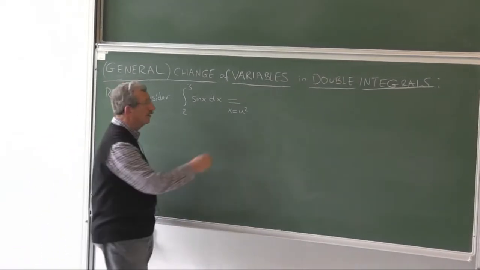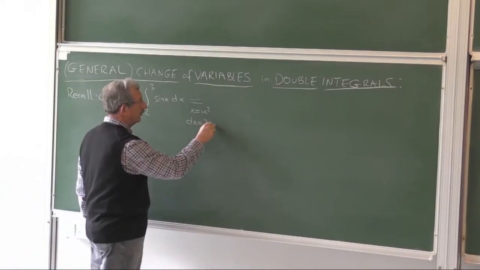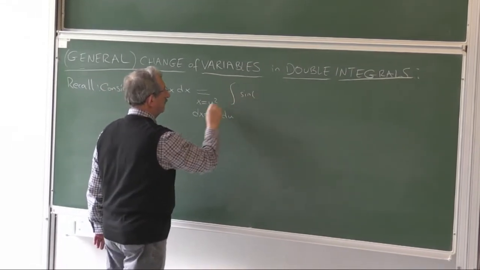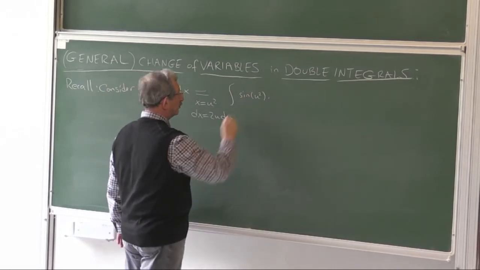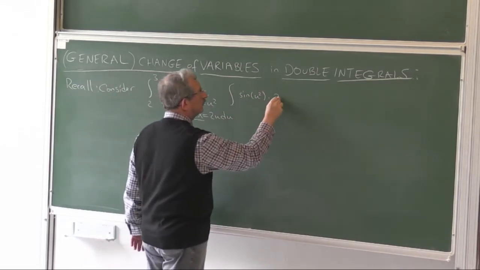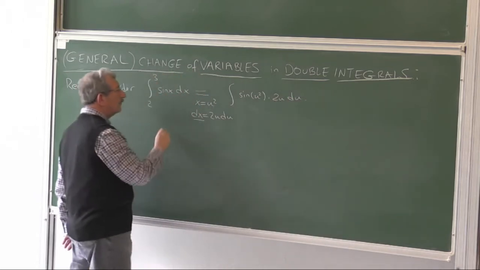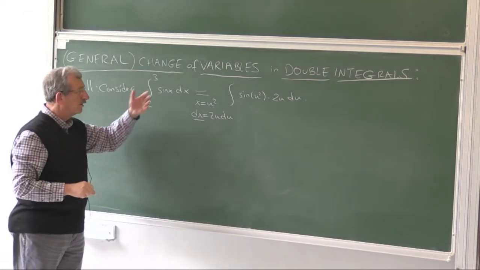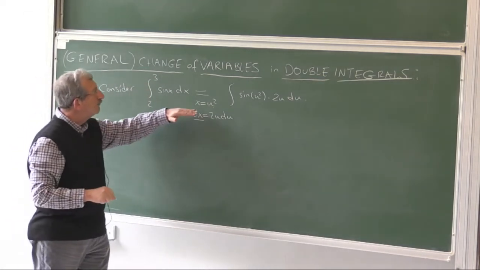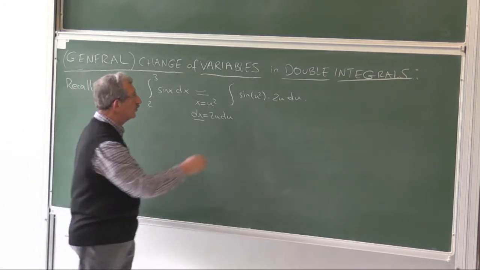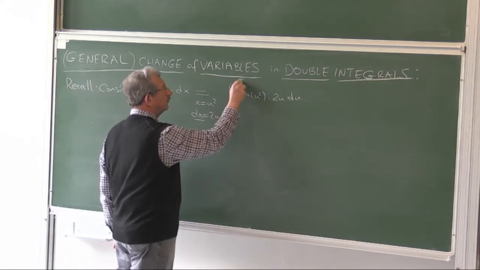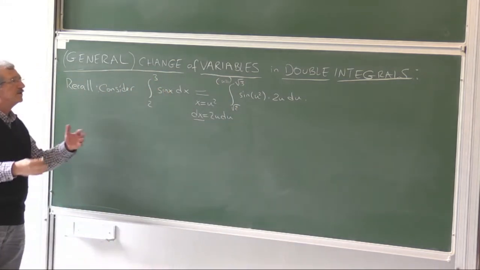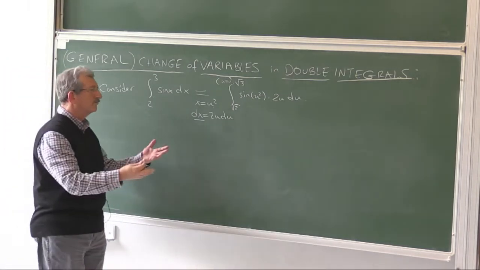Now, how do we do that? Well, you all remember that we have sine of x, which is sine of u squared, and instead of dx, we have 2u du. And of course, the endpoints, or the upper and lower values for x, which is u squared, so u starts from root 2 up to root 3. These are the u values. So this is now our change of variables.